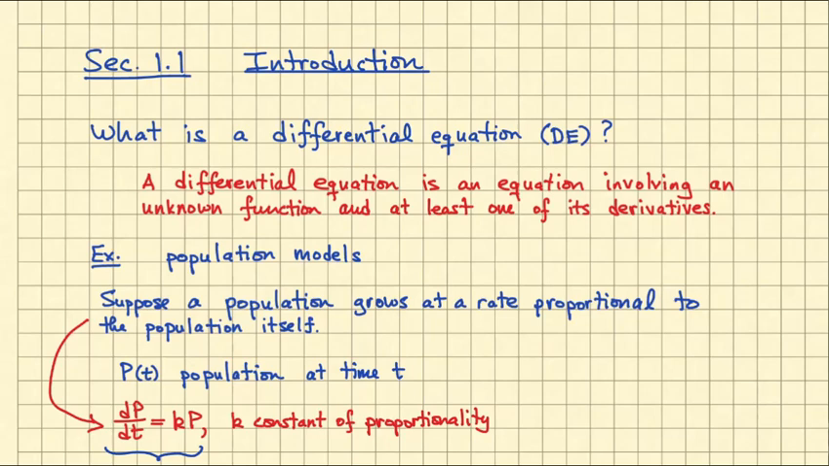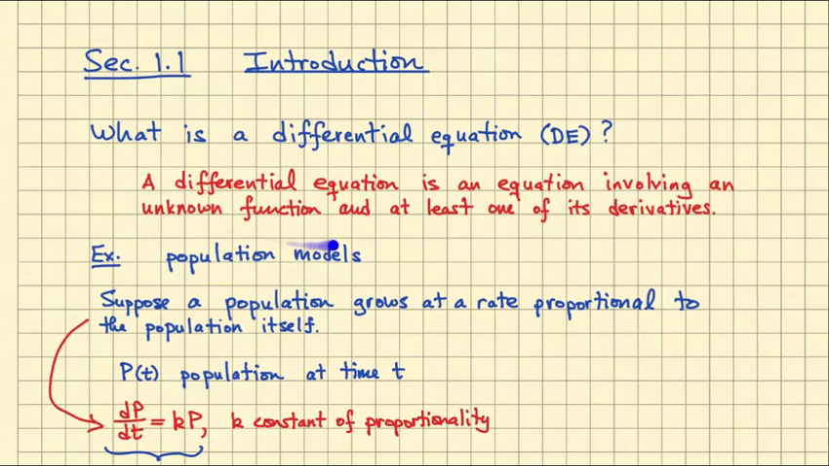So first off, what is a differential equation, or a DE for short? A differential equation, in contrast with an algebra equation, is an equation involving an unknown function and at least one of its derivatives. So an algebra equation would not have a function as its unknown, and it definitely would not involve the derivative of that unknown function. In an algebra equation, the unknown is a numerical constant or numerical quantity rather than a function.